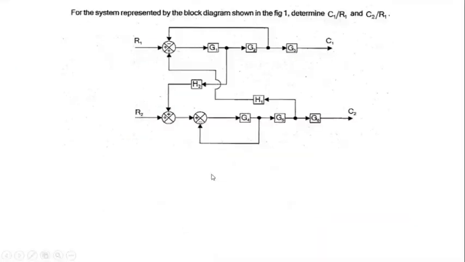For the same problem, I'm going to discuss C2 by R1. So C2 by R1 means what input can be eliminated? R2 will become 0. R2 becoming 0 means this is not required, so its connection is like this. Then at C2 we are going to get the output. Therefore C1 will be eliminated.